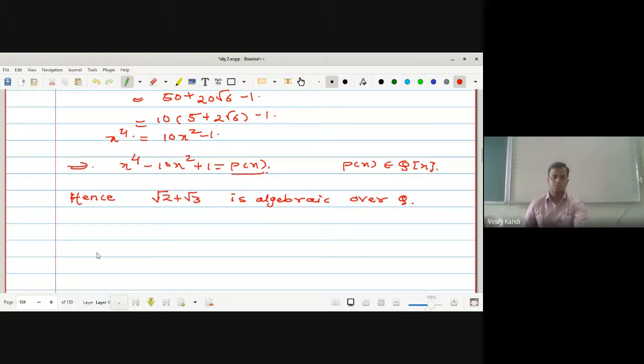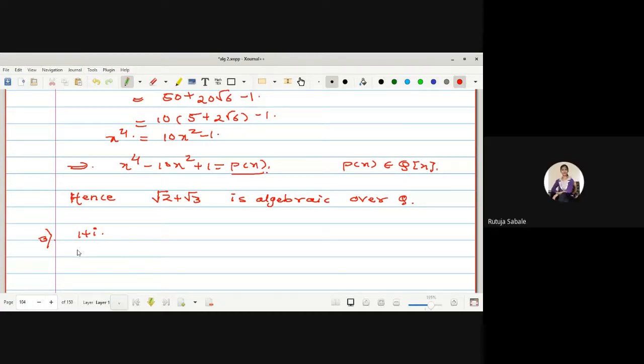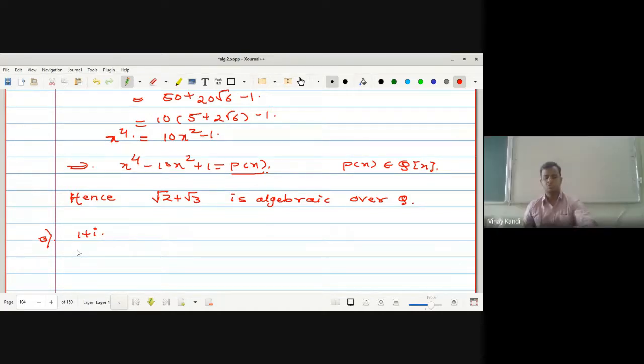Okay, now solve this one. Third one. 1 plus I. What is the polynomial? X square minus 2x plus 2. Very good. X square minus 2x plus 2. So what is p of x? Polynomial x square minus 2x plus 2.